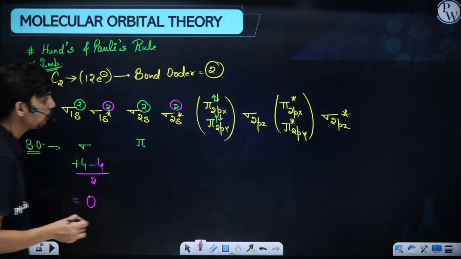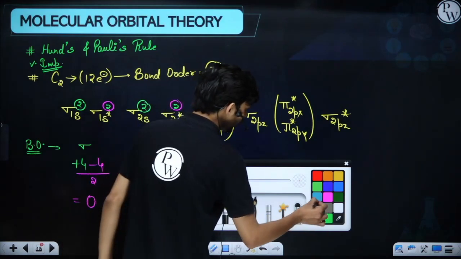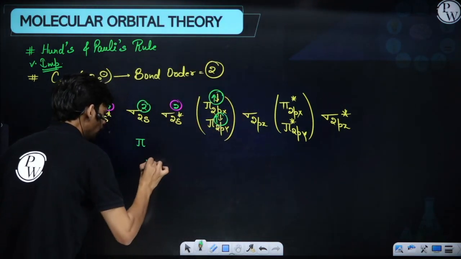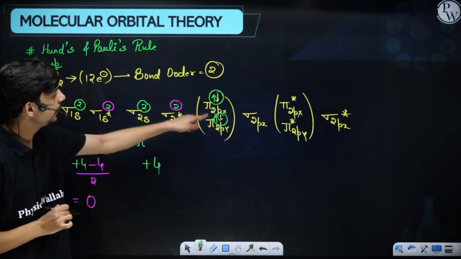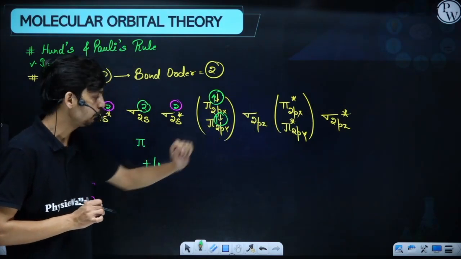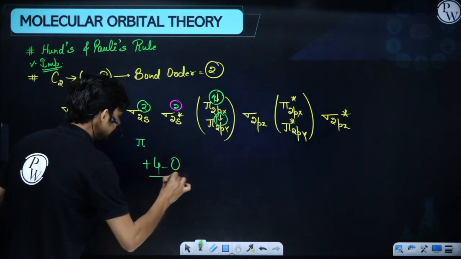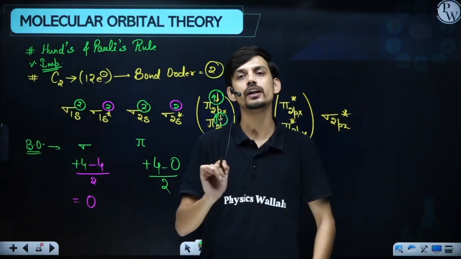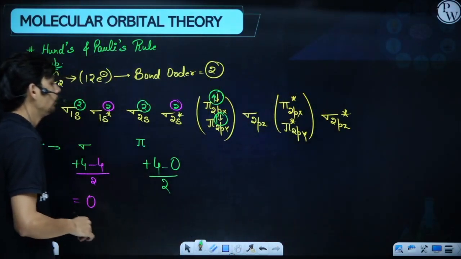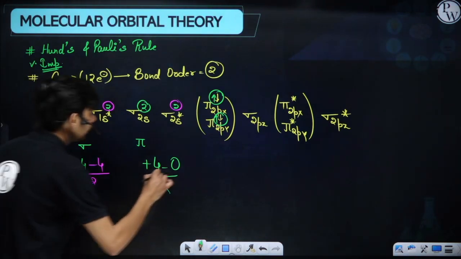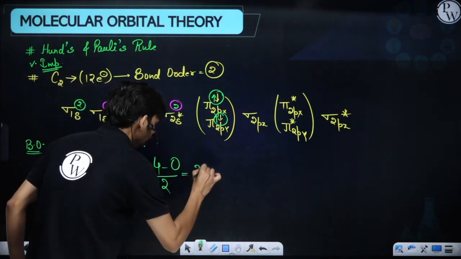Now let's find for the pi bond. 4 electrons are in the bonding orbital. There are no pi electrons in pi antibonding. Just be certain that for sigma electrons, you are going to look at sigma orbitals only. For pi electrons, you are going to look at pi orbitals only. So here you will get the pi electron as 2.